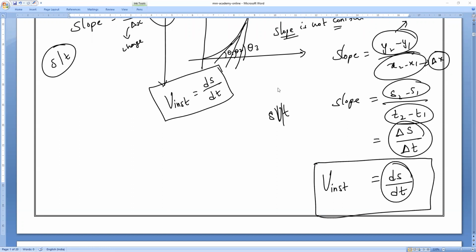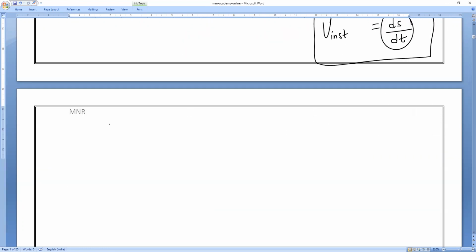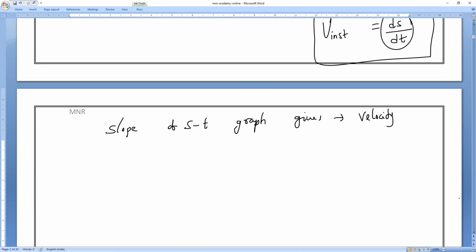Is it clear? Yes, sir. Now from this I can say, the slope of the distance, displacement and time graph will give you what? The slope of the displacement and time graph gives us velocity. Velocity it will give you.